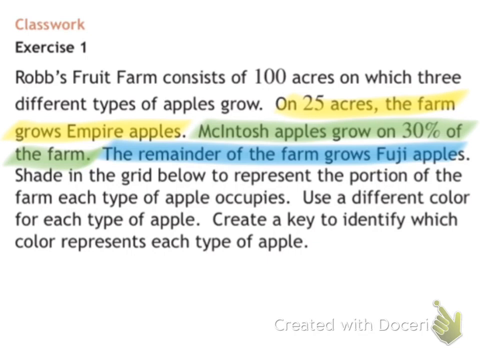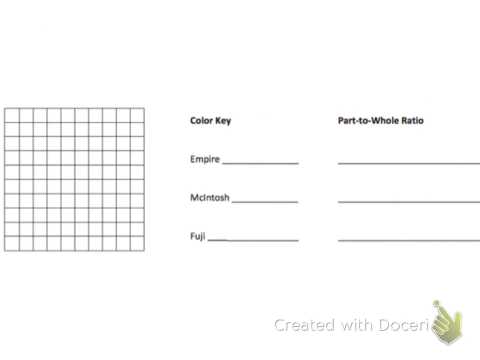Use a different color for each type of apple and create a key to identify which color represents each type of apple. So here we go. For Empire, I'm just going to follow the same colors I used for highlighting. For Empire, I use yellow, and the letter Y will represent yellow. And the part was 25 because it told me 25. And the ratio is 25 to 100, right? The part is 25, the whole is 100. So I'm going to go ahead and label 25 units.